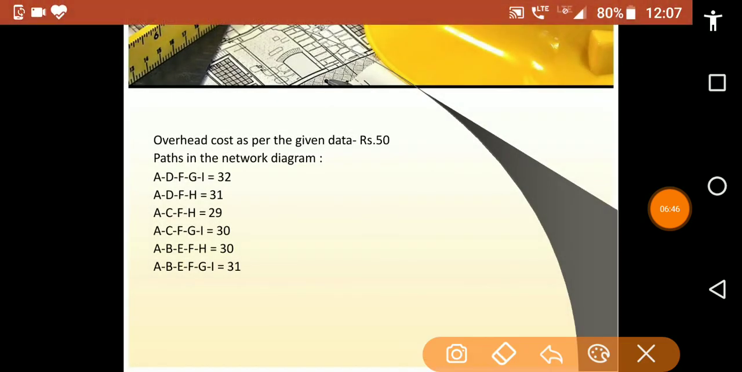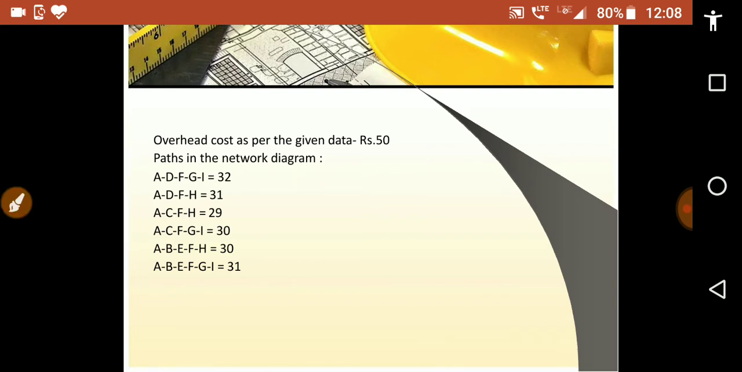So in the problem, overhead cost as per the given data is 50. Now the paths in the network diagram. These are the paths in the network diagram. The first path is ADFGI.